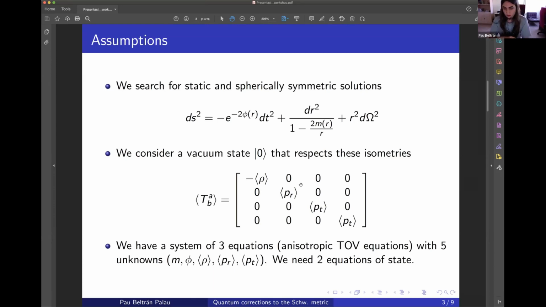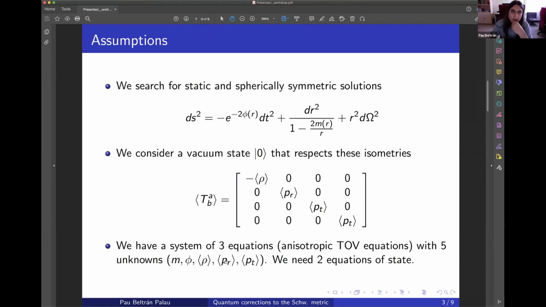So therefore, if we introduce all this into the semiclassical Einstein equations, we will obtain a system of 3 equations, which are the anisotropic TOV equations, because we are considering the radial and tangential pressure a priori different, with 5 unknowns, which are the 2 unknowns of the metric and the 3 unknowns of the stress energy tensor. So therefore, we need 2 equations of state we have to impose in order to find a solvable system.